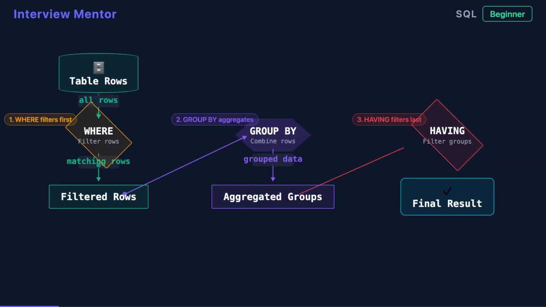WHERE filters individual rows before any grouping happens. It runs early in the SQL execution pipeline. HAVING filters groups after aggregation is complete. Think of it this way. WHERE asks which rows should I include, while HAVING asks which group should I keep.